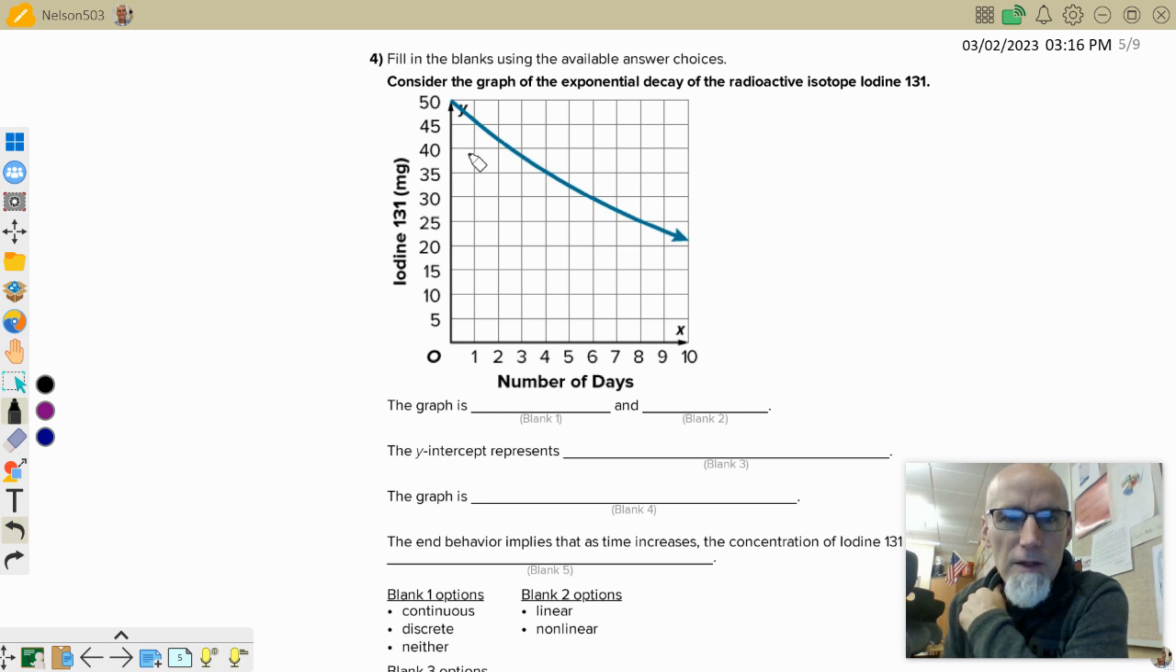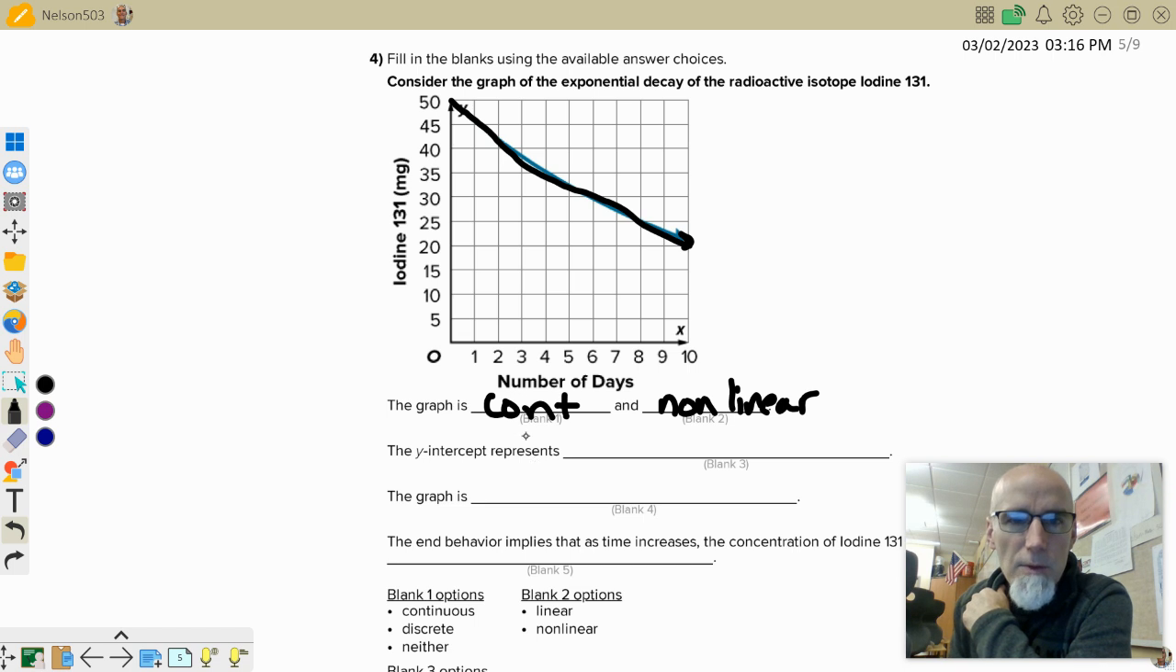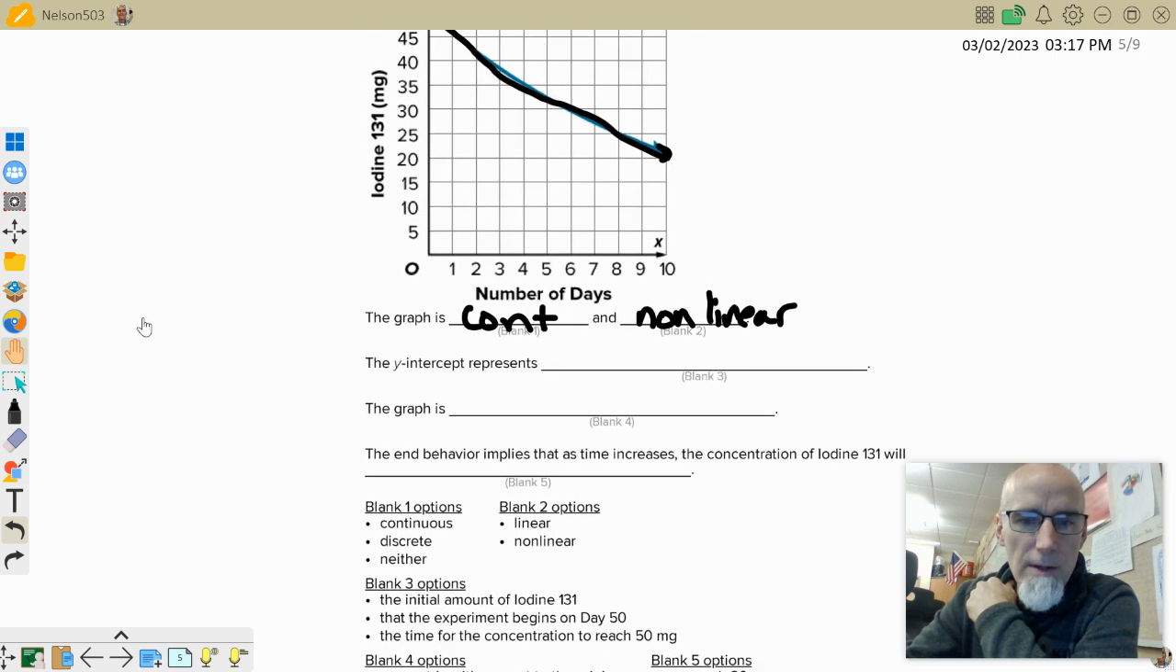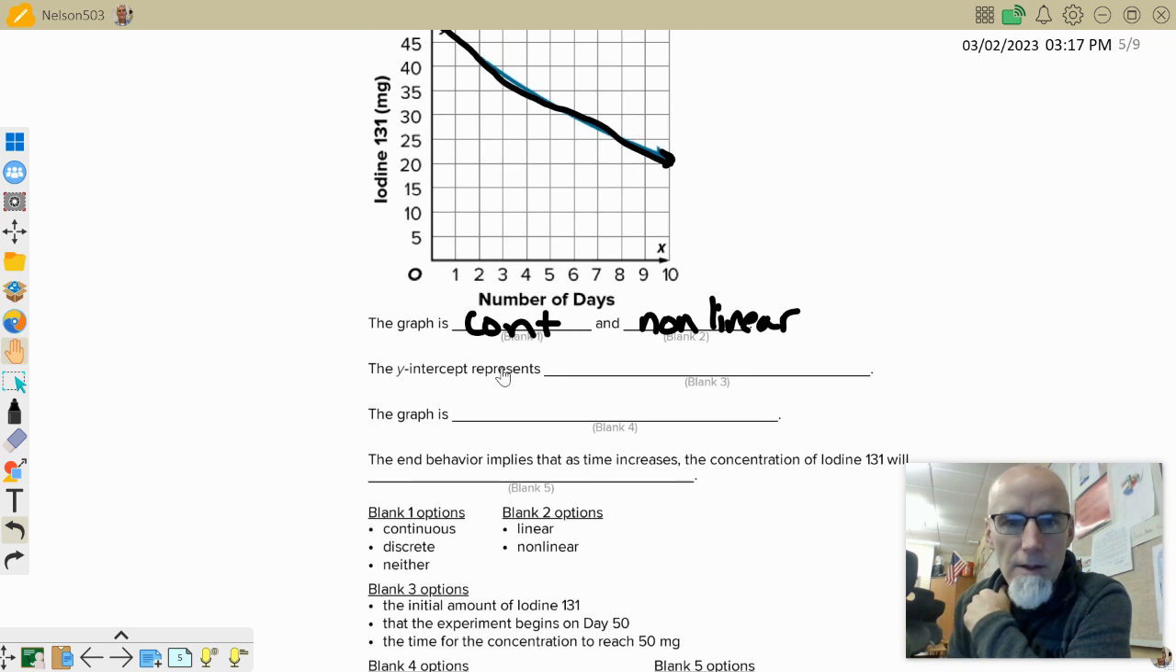Okay, the graph is continuous because I can graph it without lifting my pencil. Boom, right? So continuous, and it's nonlinear because it's got curve to it. The y-intercept represents 50 milligrams of iodine at time 0. So what are their options down here? It is the initial amount of iodine, okay? I got to get my pen working here. The y-intercept represents the initial amount.